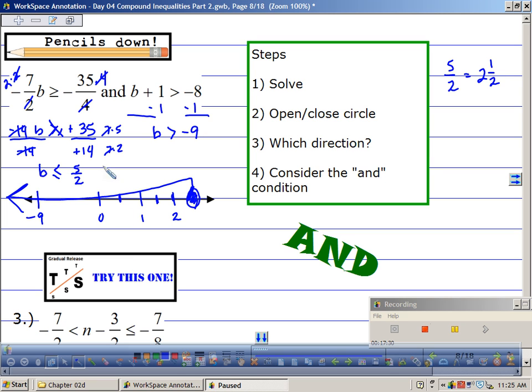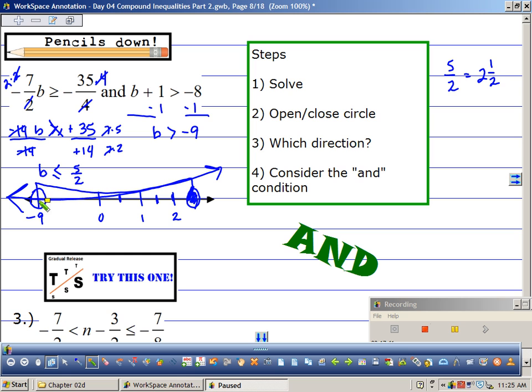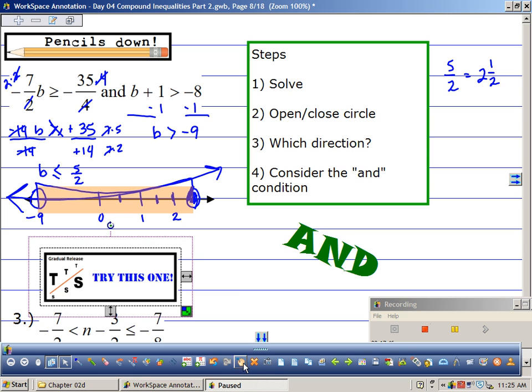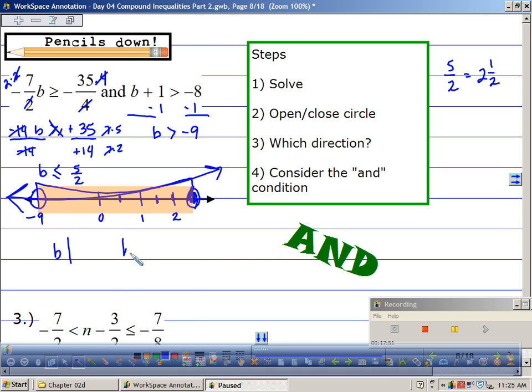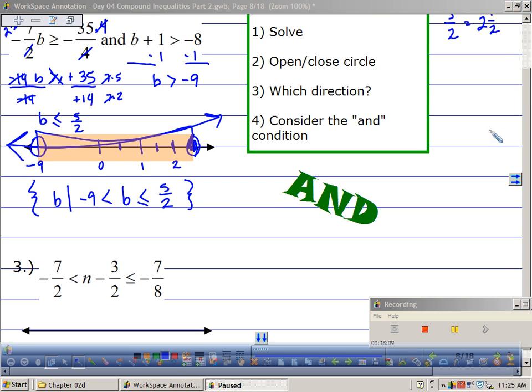What about b is greater than negative 9? So that would be greater than, and then going this way. So I'm talking about all the numbers in between. We're talking about b such that b is in between what? Negative 9 and 5 halves, but we're including 5 halves. Other than the fraction, are you guys starting to get this part? Yeah. A little bit better? Okay. You guys try number 3.